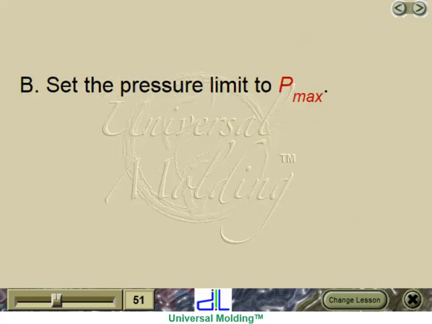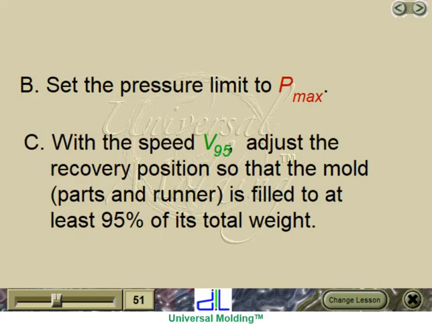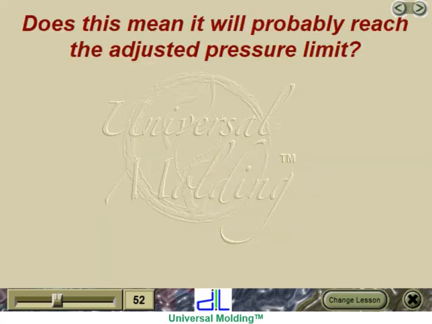Set the pressure limit to Pmax. C. With the speed V95, adjust the recovery position so that the mold, parts, and runner is filled to at least 95% of its total weight. Does this mean it would probably reach the adjusted pressure limit?